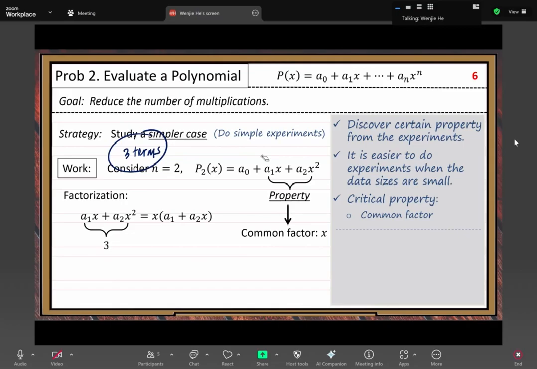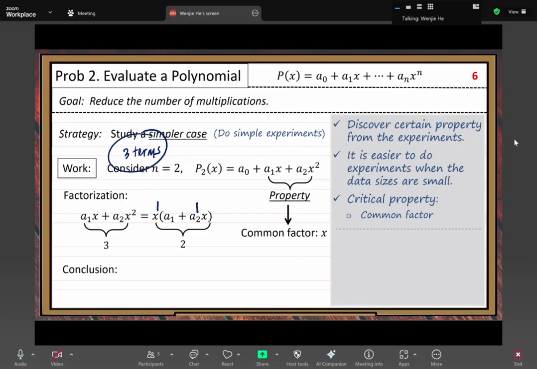x times parenthesis. There is 1 here, right? 1 multiplication between x and that pair of parentheses. Another multiplication between A2 and x, right? That's all we need. We only need these 2 multiplications. Is that a reduction? You get a reduction, right? You reduce from 3 to 2. So you get 1 number reduction.